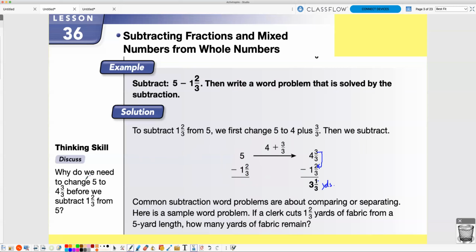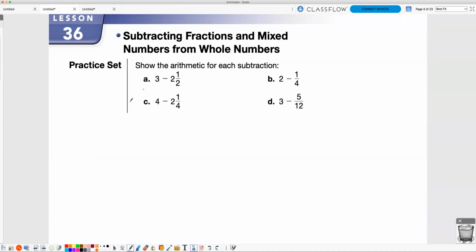So why do we need to change 5 to 4 3/3 before we subtract 1 2/3 from 5? Because you need to have something to subtract the fraction portion of the mixed number. So we have to borrow from that whole value. Let's try that a little bit. So letter A, go ahead and give that a shot, and I'll show you if you were correct here in a second.